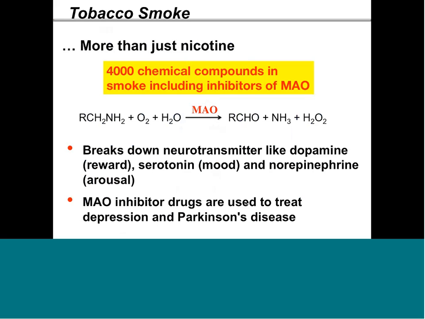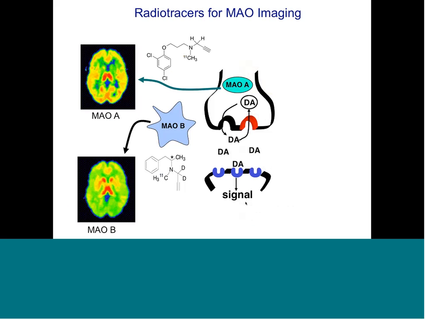They're also used to treat depression and also used to treat Parkinson's disease, because in depression, you want to prevent the breakdown of these neurotransmitters. And in depression, you also want to elevate neurotransmitters. That's what your SSRIs do. They elevate serotonin. So we can image the monoamine oxidase with different tracers in the brain, and you can see these patterns.